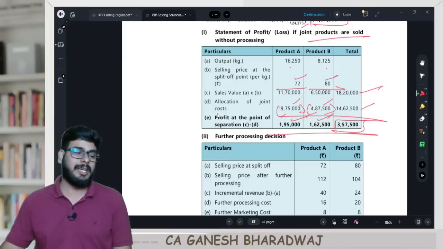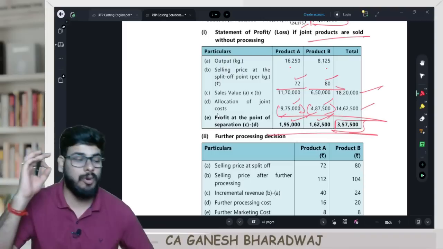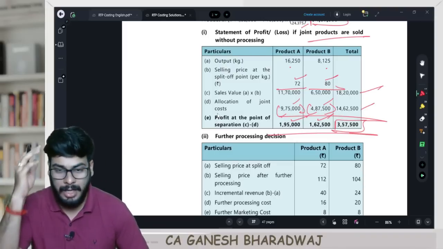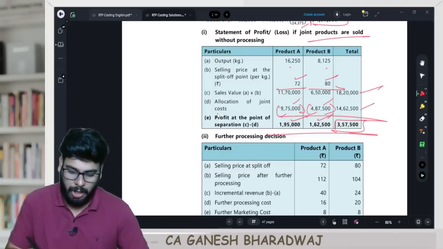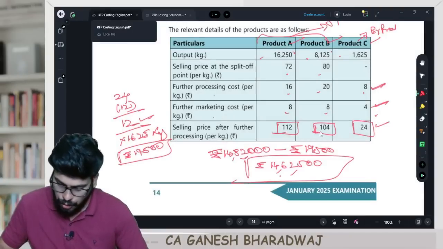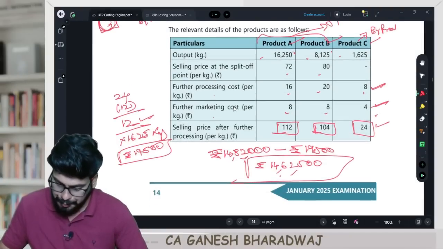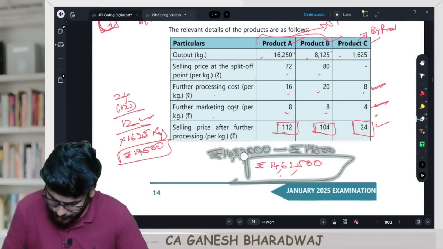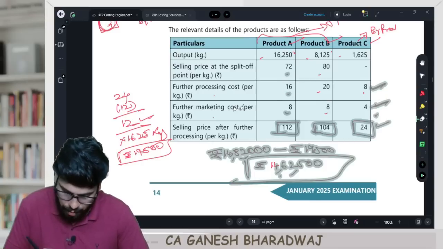Now, what have they asked? This part is regarding only product A and product B. Should I further process or not? Now, read the question here. Should I further process or not? Now, I am erasing all of this.